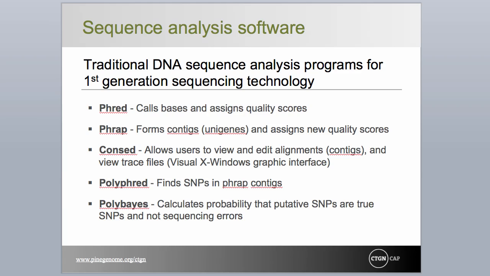PolyFred is a program that compares fluorescence-based sequences across traces obtained from different individuals to identify sites for SNPs. The PolyBase application provides another quality check of the SNP calls.